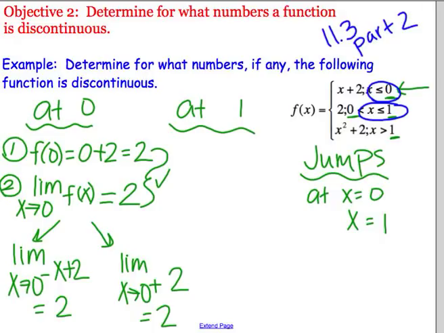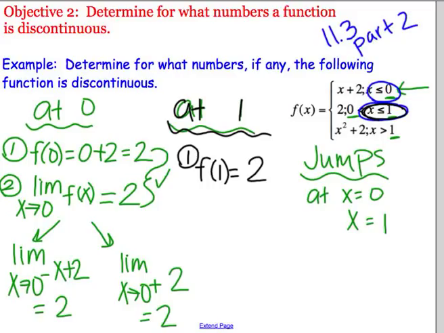Now, we're going to go ahead and do the same thing, only we're going to check at 1. The first step would be to find what is f of 1. Now, when x equals 1, I'm going to be looking at the middle one here, and that is 2. The next thing I need to check is the limit as x approaches 1.